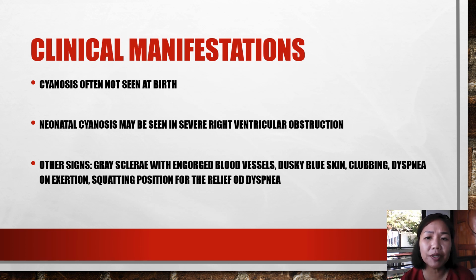And oftentimes, when the right ventricular obstruction is severe at birth, there should usually be a patent ductus arteriosus that would augment the severely diminished blood flow to the lungs. Other signs and symptoms that the patient would have are gray sclerae with engorged blood vessels, dusky blue skin, clubbing, dyspnea on exertion, and squatting position for the relief of dyspnea.